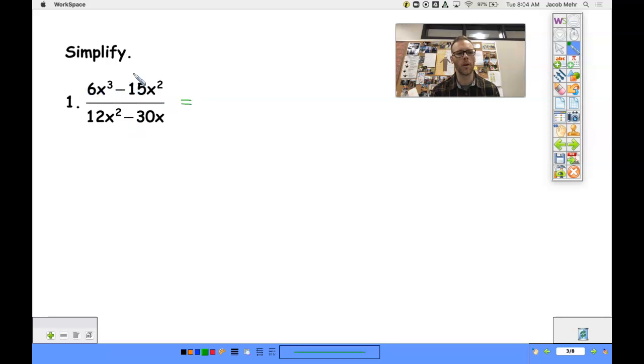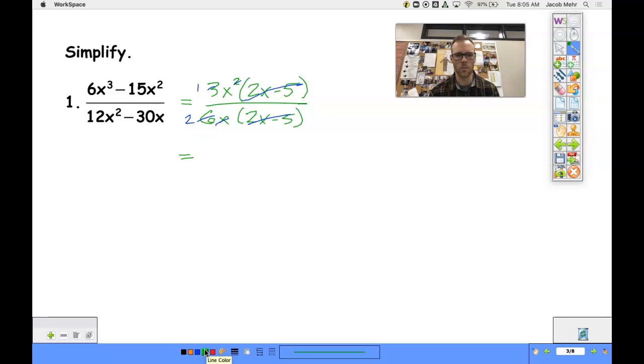Well, when I look at the numerator, I can factor out a 3x squared, and that leaves me with 2x minus 5. In the denominator, I can factor out a 6x, and that leaves me with 2x minus 5. Now notice what happens here. The 2x minus 5's cancel. And when we have an x squared over an x, this x cancels out one of those, and then the 3 and the 6 reduce to a 1 and a 2.